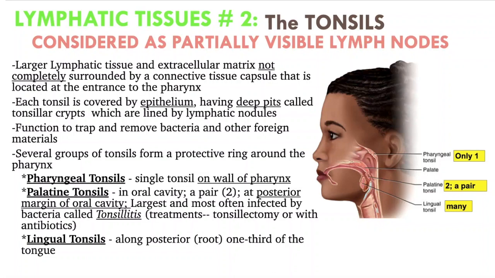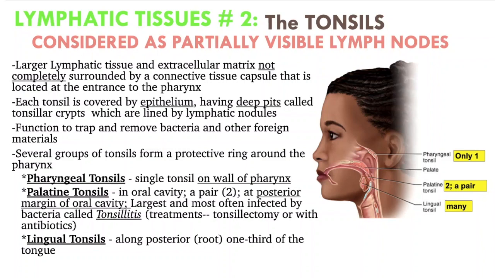Now we have the pharyngeal tonsils. Remember, pharyngeal referring to pharynx. So this is a single tonsil on the wall of the pharynx. You have your palatine tonsils, which are going to be 2 of them on either side of the oral cavity. So they are a pair. When you open up your mouth, you're going to see one on the left, one on the right. You're going to see the uvula, or the hanging ball structure, in the middle of the 2 palatine tonsils. Think of palate as the roof of the mouth. And if you have ever heard of tonsillitis, this is the infection, mainly by bacteria, of those 2 tonsils.